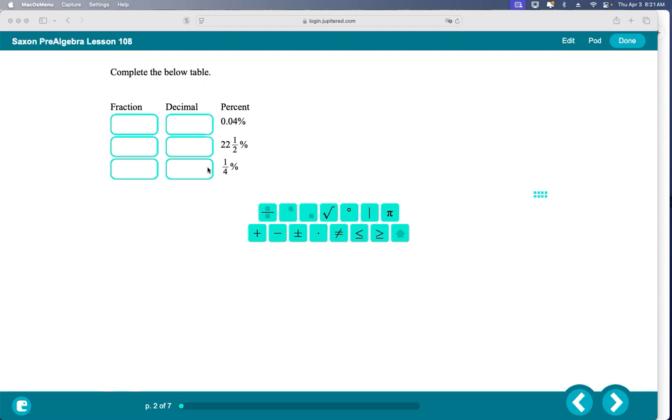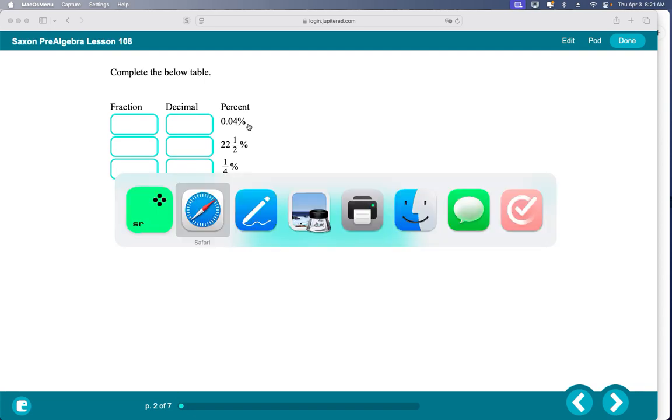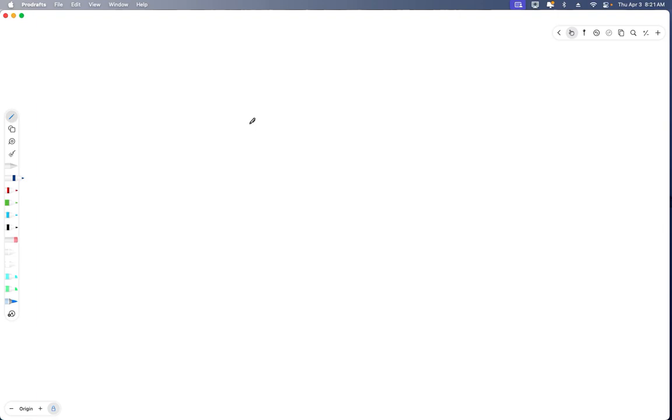Now, in this first problem, you got these two correct without any issue. It's the 0.04% that you had struggles with in creating the fraction and the decimal. So let me go over here and show you how that works.